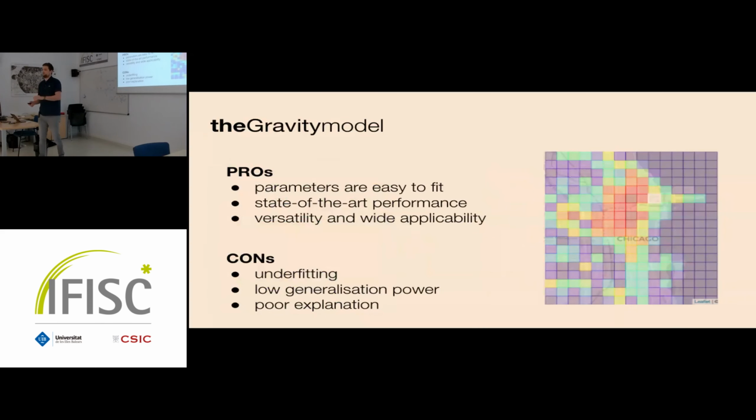And there are some pros and cons. Parameters are for sure easy to fit, and we can reach state-of-the-art performances. There are many applications that actually use the gravity model. But on the other hand, we may have a problem of underfitting and low generalization power. Moreover, we have a kind of poor explanation, and many other problems. For example, when I fix the parameters, such parameters cannot change when I run the model in a test phase, and are basically the same between the areas. I mean, it's not optimal in many cases.